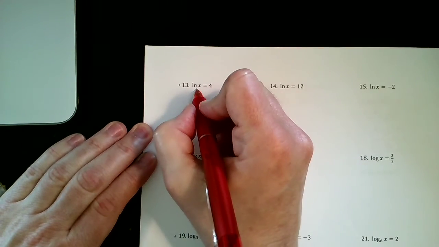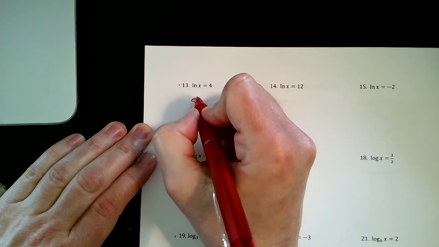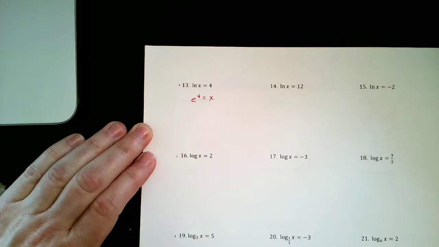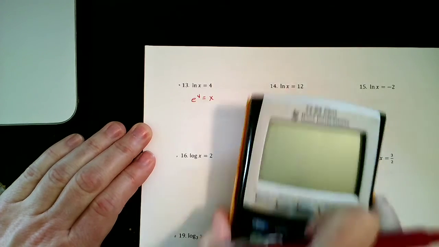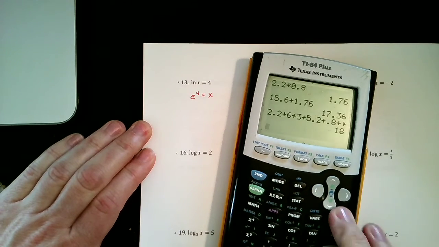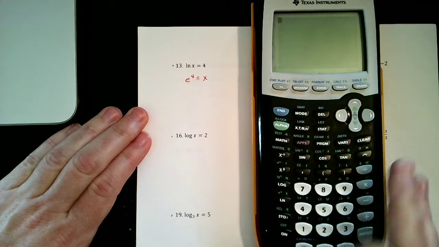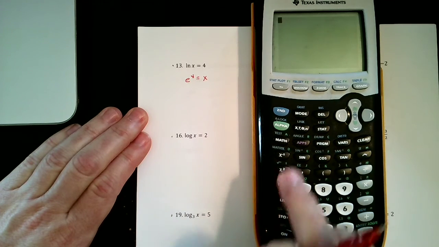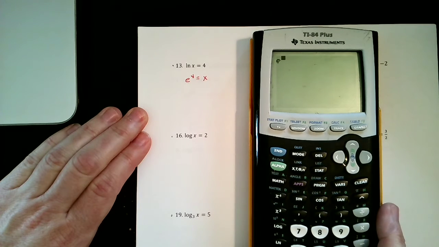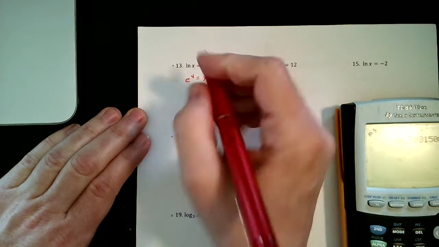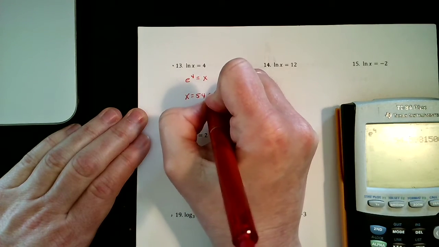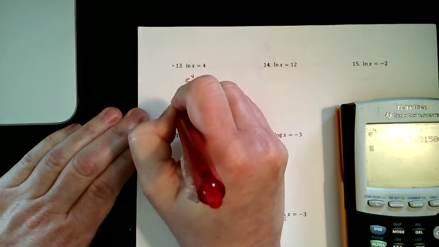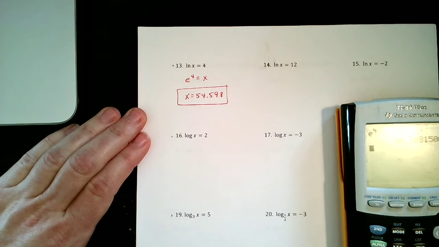Okay, I only have a few more that I want to do with you. Number 13, again, it's a natural log. The base is e, so e to the 4th power is equal to x. And I don't have any idea what e to the 4th power is, so I'm going to go to my handy-dandy calculator. I'm going to remember how to get the e, right? It's the second and the ln button. That gives me e. I can put in the 4, and I get 54.598. So x is equal to 54.598. That is the answer. So you're going to need your calculator for some of these.